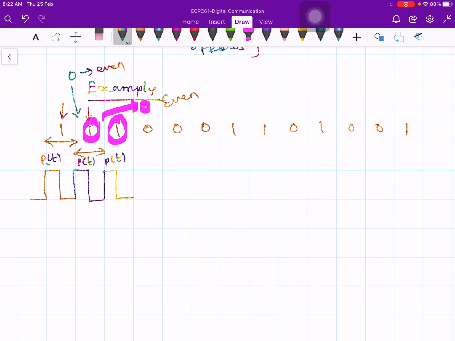And now, as I said, if 0 comes, transmit no pulse. So it is 0 volt. And again 0 volt, right? And here also 0 volt. Now look at the thing very carefully.